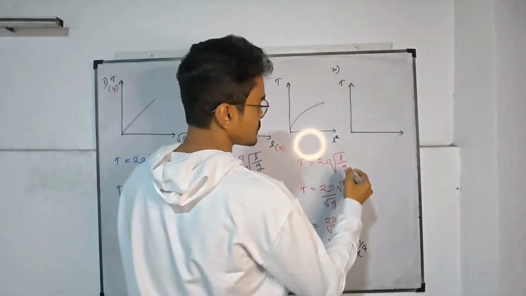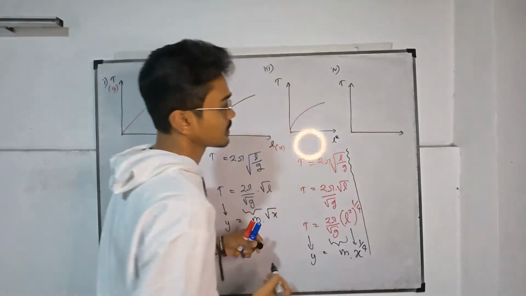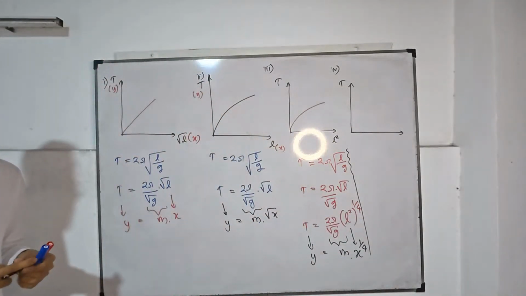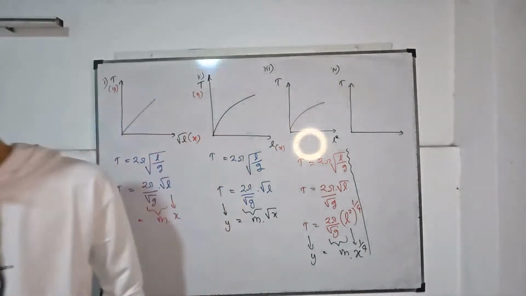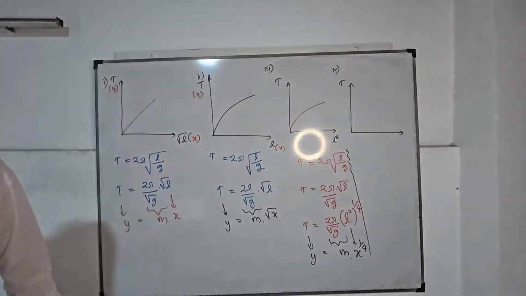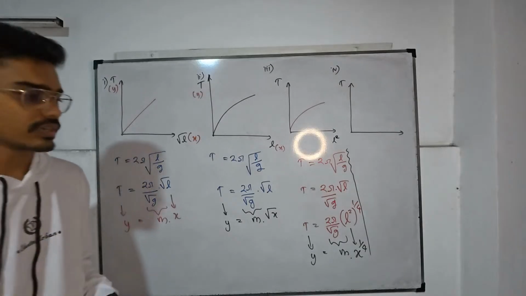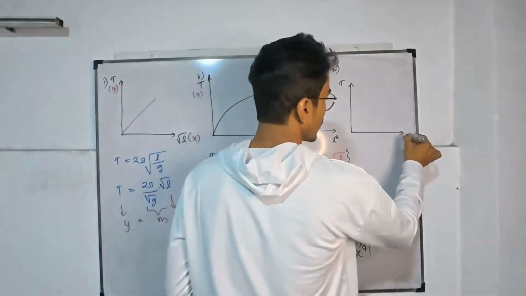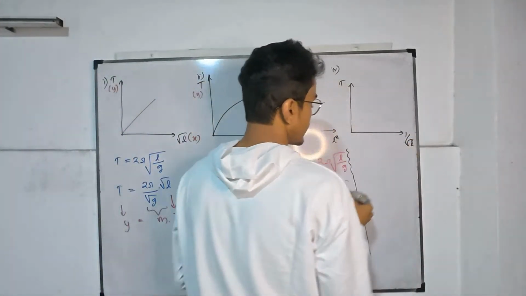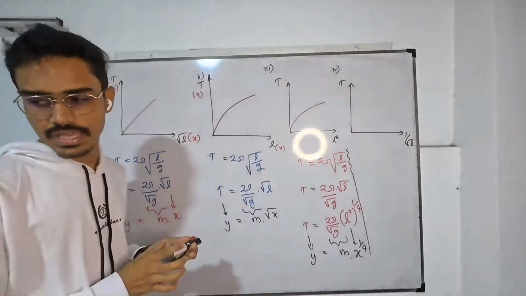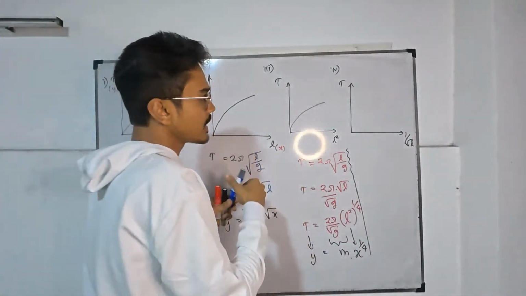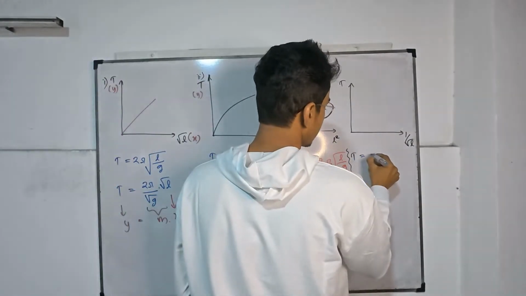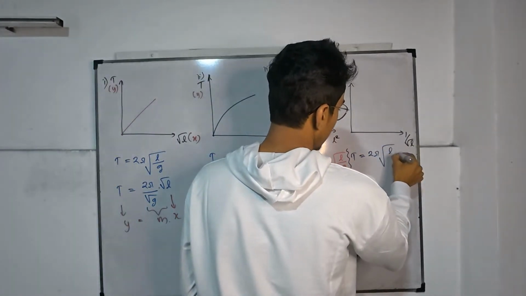See the last one. Sorry, not the last one. The fourth one. T with 1 over root L. Right. So you got the same or similar experience before in the previous question as well. Now the equation is T equals 25 root L over G.